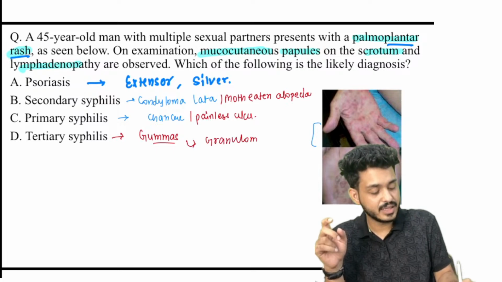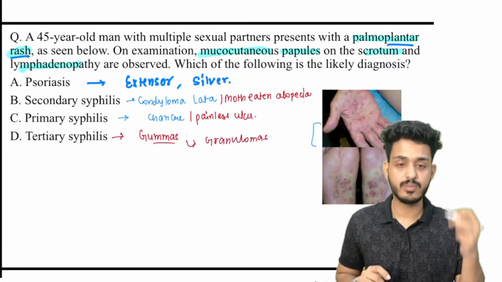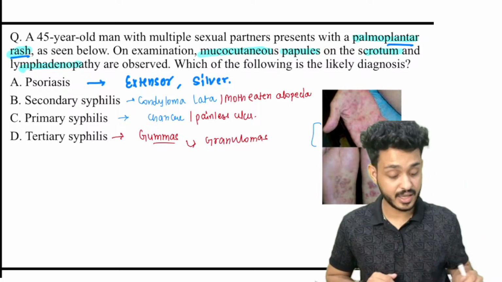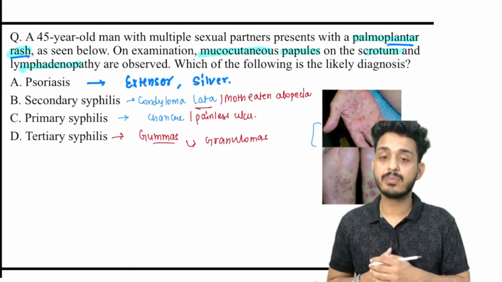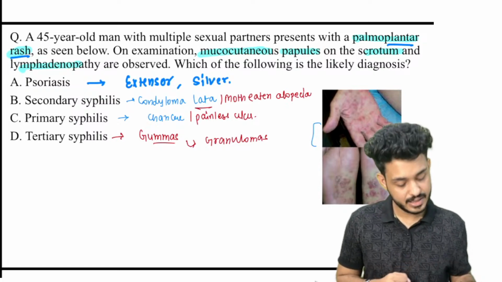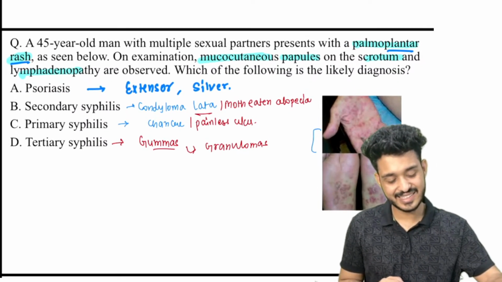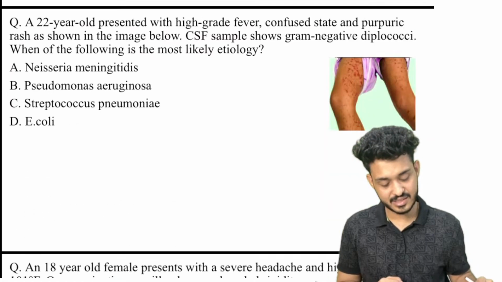Gummas are basically granulomas. You will be finding granulomas. Okay, you must have seen those images, right? Lata ko syphilis ho gaya tha. You can remember it like that. So that is your secondary syphilis. Okay. Now let's discuss the next question.